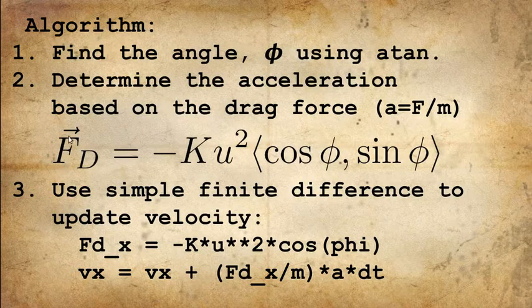So we have the drag force, its components. We can find those components using that angle that we computed using inverse tan, and then we're using simple finite differences to update our velocity. So we can calculate the x component, say, of the drag force. It's minus k u squared cosine phi. And then Vx will be what Vx used to be, plus the acceleration. What am I doing here? It's a typo. F dx over m is the acceleration, and then we're multiplying by dt. We know acceleration is the change in velocity per time. We're multiplying by time, so that all together here gives us a change in velocity.